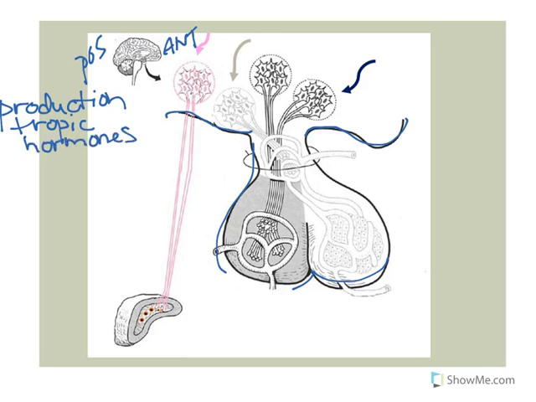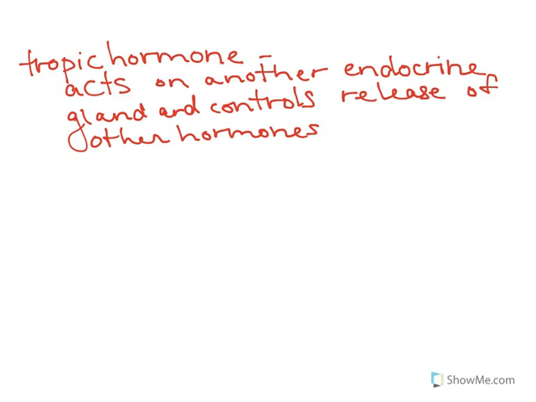So a tropic hormone is a hormone that acts on another endocrine gland to control the release of other hormones. You can write that down. Here I will get to a blank screen and I'll write it down for you. Okay, so here I have it written down. Something that's referred to as a tropic hormone acts on another endocrine gland and controls the release of other hormones. So it could stimulate the release or inhibit the release of other hormones.